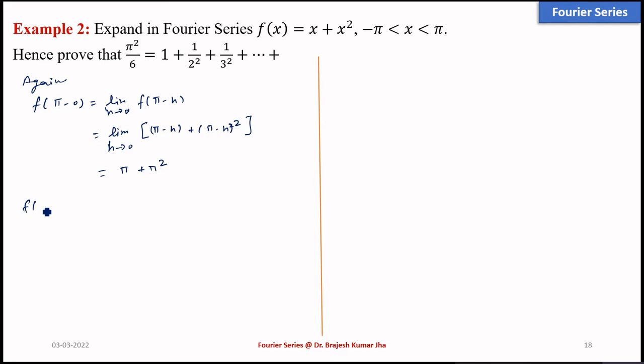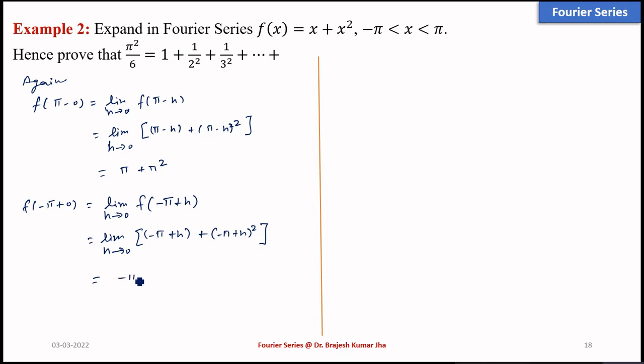If we write f of minus pi plus 0, in that case also you can take the limit h tends to 0, f of minus pi plus h. So it is going to be the limit of h tends to 0 of minus pi plus h plus x squared, so minus pi plus h square. Once you put the limit, what we get? It is going to be minus pi plus pi square.